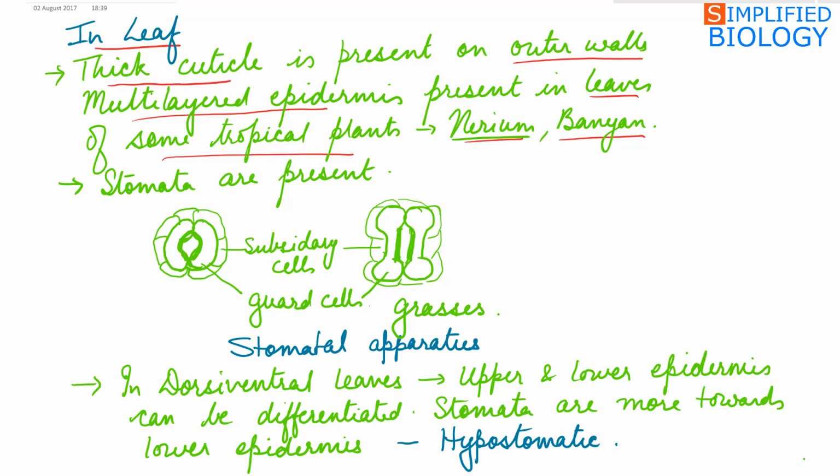Present on the epidermis of the leaves are the stomata. Now, stomata consist of two kidney-shaped guard cells. Now, these are the two guard cells that enclose a central pore. Surrounding the guard cells in some are special cells called the subsidiary cells. Stomatal pore along with the guard cells and the subsidiary cells together form the stomatal apparatus. In grasses, the guard cells are dumbbell shaped.